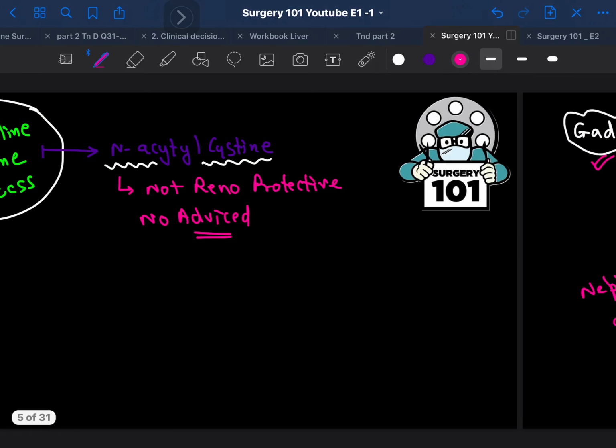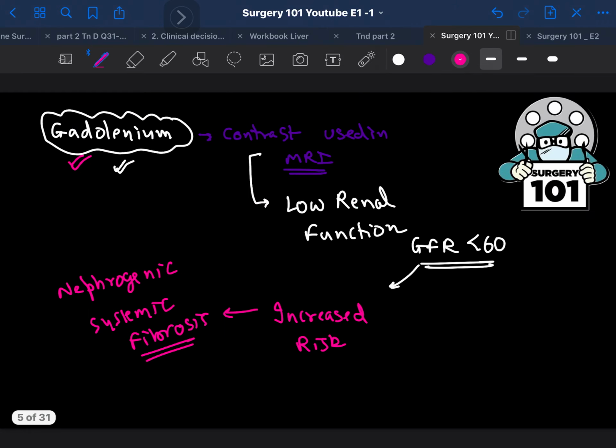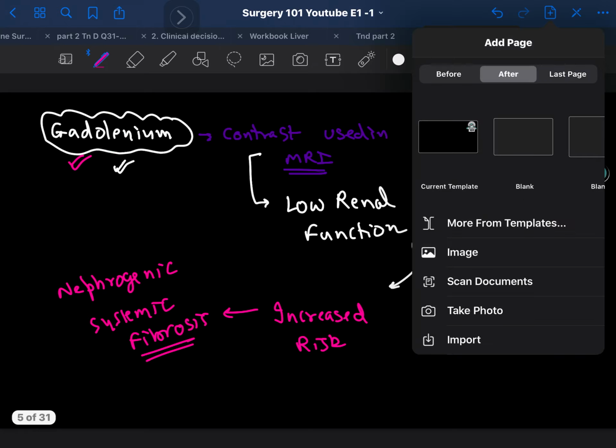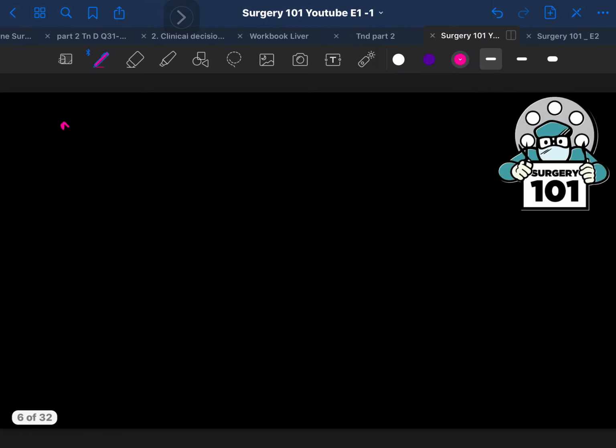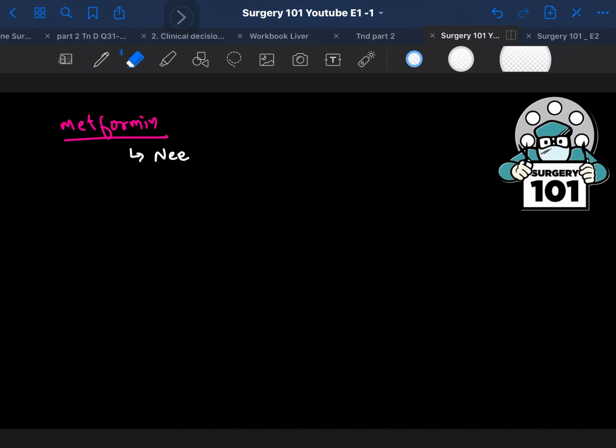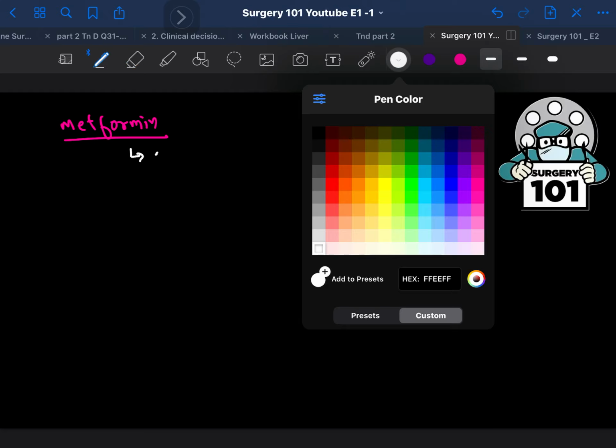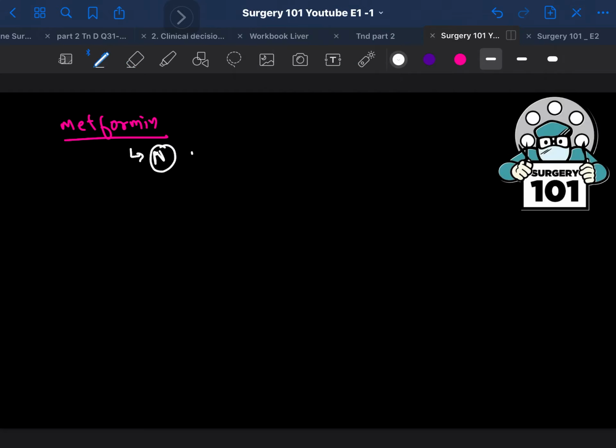Now, lastly, about the metformin. What you need to understand regarding the metformin, guys. It was thought that it needs to be discontinued. Now, let me just tell you about the guidelines. So, there are two things. If the patient is having a normal renal function, the metformin can be continued.